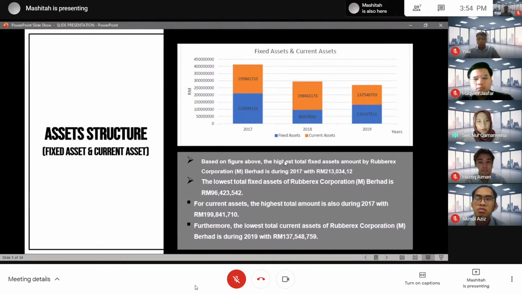Based on the figure above, the highest total fixed asset amount by Rubberex Corporation Berhad is during 2017 with 213 million. The lowest total fixed asset of Rubberex Corporation Berhad is 96 million. For current asset, the highest total amount is also during 2017 with 199 million. Furthermore, the lowest total current asset of Rubberex Corporation Berhad is during 2019 with 137 million.